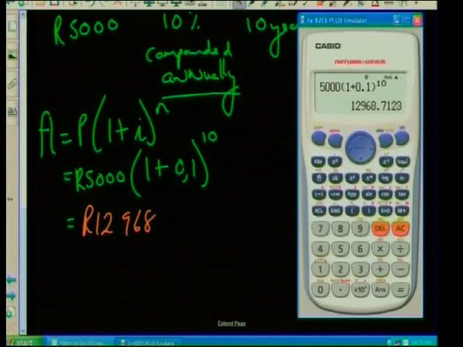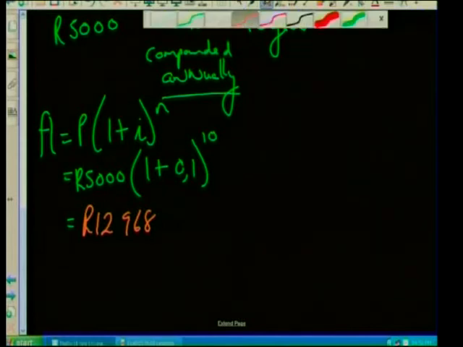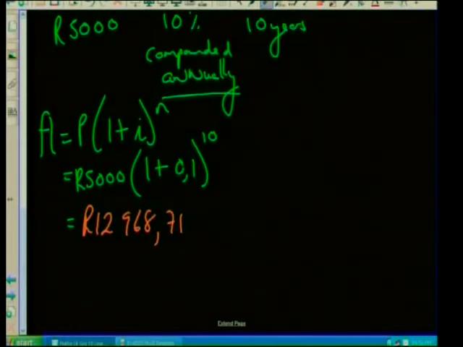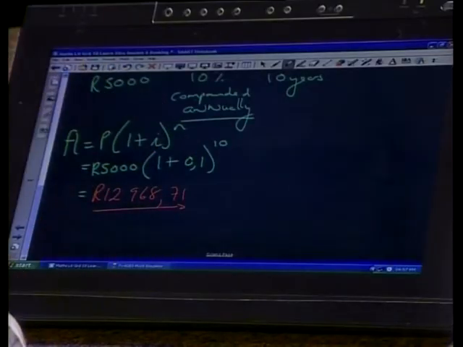12,968 Rand and 71 cents. Happy? Easy, hey? So all that's happened, the banks come along and said, after every year, we're going to calculate your interest. Now, let's change this question. Let's pretend we're still using the 5,000 Rand.